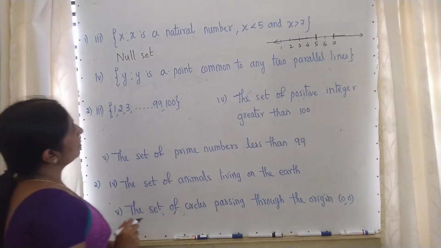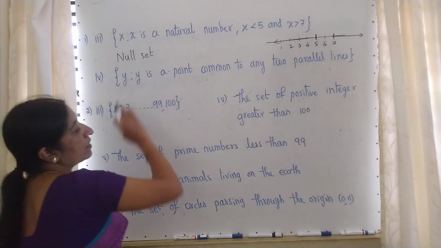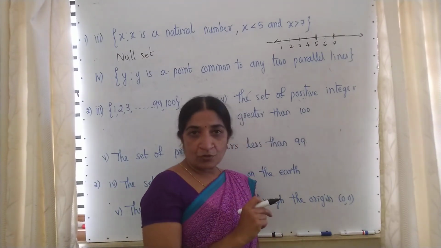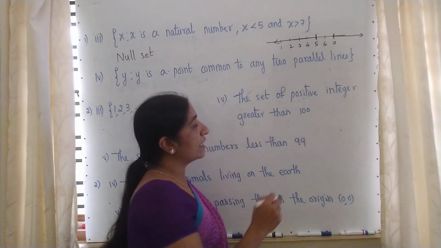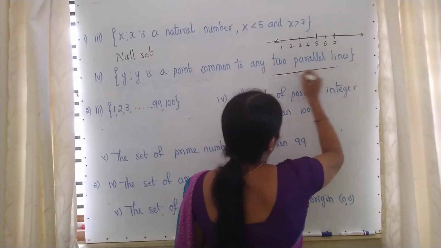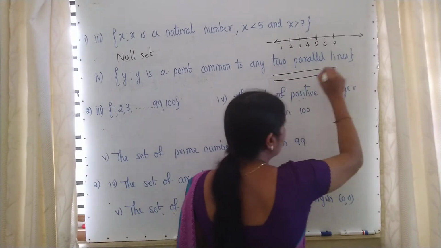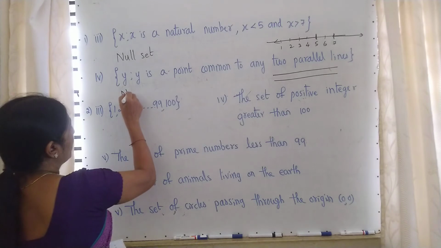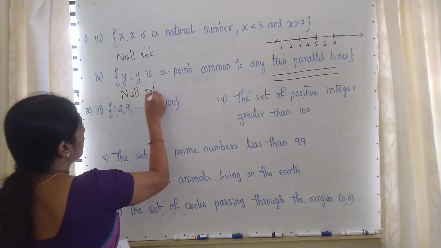And see the next question, y such that y is a point common to any two parallel lines. For Kannada medium students, parallel lines means samantara sarala rekhigalu. Two parallel lines never meet anywhere, so there is no common point. There is no common point means again the set is a null set.